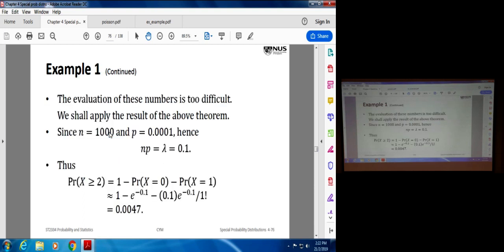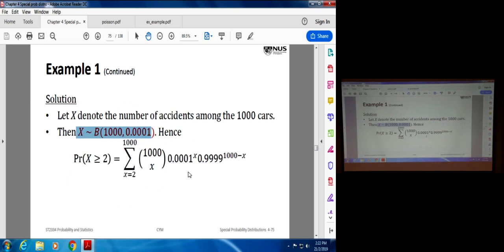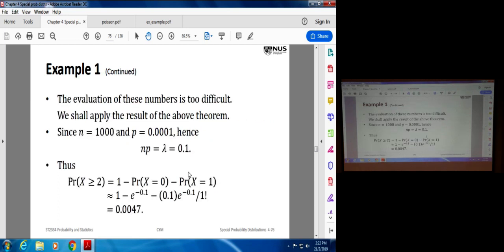What you could do instead, rather than doing the complement, is use the Poisson approximation of the binomial. So n is 1,000, p is 0.0001, so n times p is 0.1. Now, instead of computing the probabilities under my binomial distribution, I use my Poisson distribution, which is an approximation of the true probability.